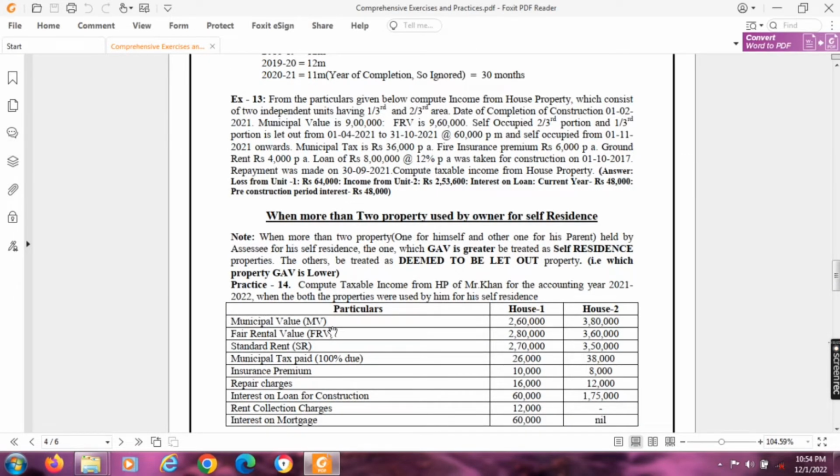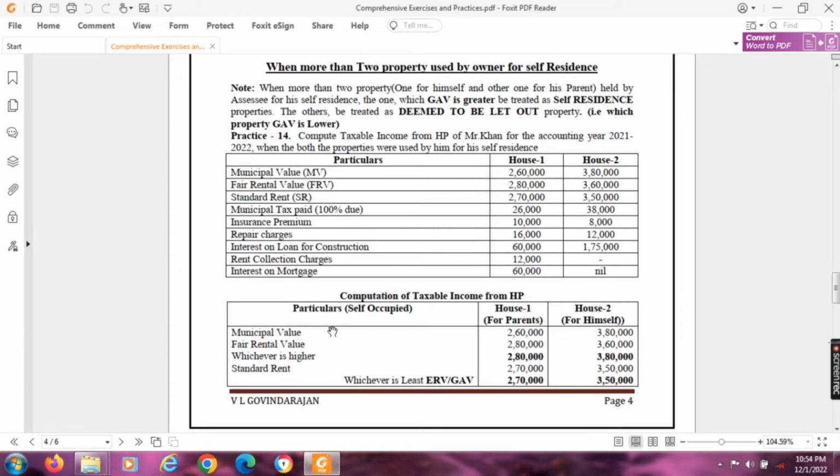Now, one more adjustment. When more than one property is used by the owner for self-residence, what will be the tax provisions? Better refer this note. When more than one property, one for himself and the other one for his parent, is allowed, held by the assessee for his self-residence, the one whose gross annual value is greater be treated as self-residence, the other be treated as deemed to be let-out property. That is, always the deemed to be let-out property's gross annual value will be lower.